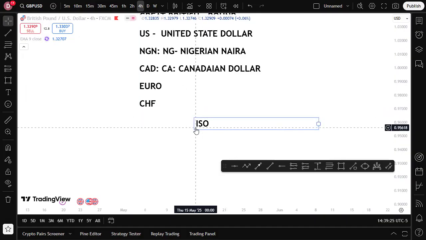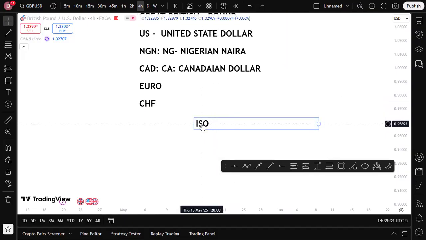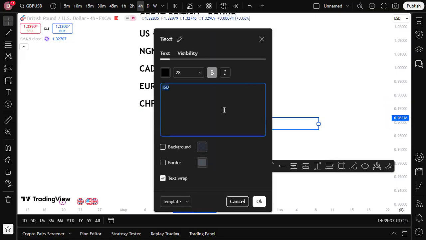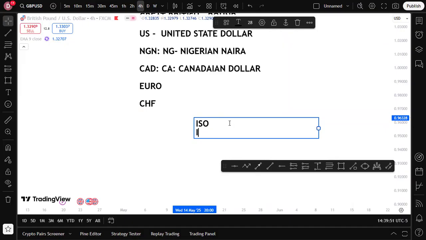So the I is international, and ISO stands for International Organization for Standardization. I don't know if I really spell it this way.